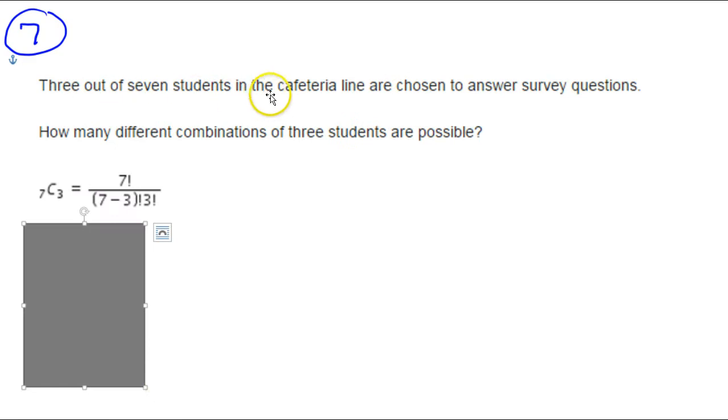3 out of 7 students in the cafeteria line are chosen to answer survey questions. How many different combinations of 3 students are possible? So they're telling us combinations, okay, so the order doesn't matter. Now, did they really give you this calculation as part of the problem? Because it seems like they're just giving away the answer if they did. I'm not sure if they gave you this or not. If they didn't, hey, they're choosing 3 out of 7. So notice that the 7 goes first, and the 3 goes second. 7 choose 3 is the way I like to say it.